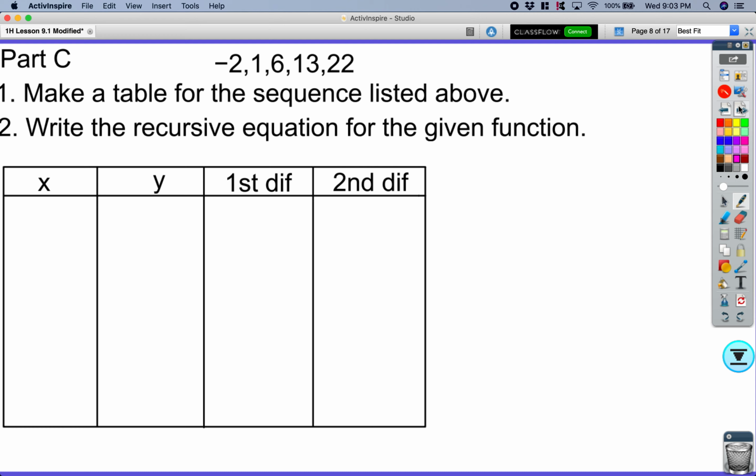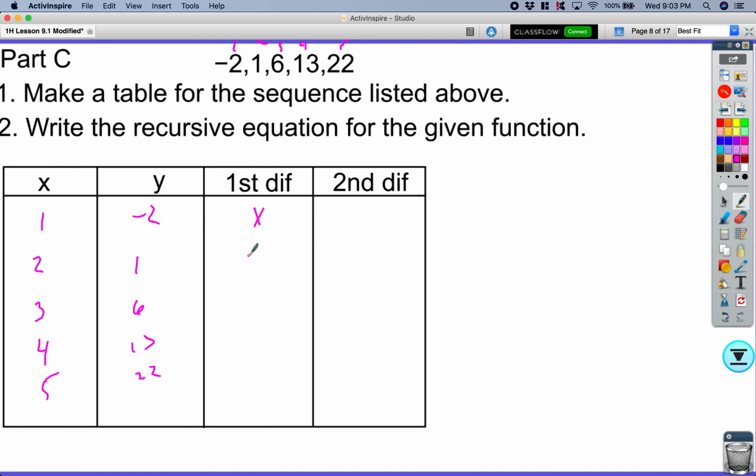Okay, so now it doesn't always have to be on shapes. We can always just look at a sequence. Now when I look at this sequence, guys, this is going to be my first term, second term, third, fourth, fifth, so on and so forth. So if I have 1, 2, 3, 4, 5, and I plug in my values of -2, 1, 6, 13, and 22, we can go ahead and find the first difference.